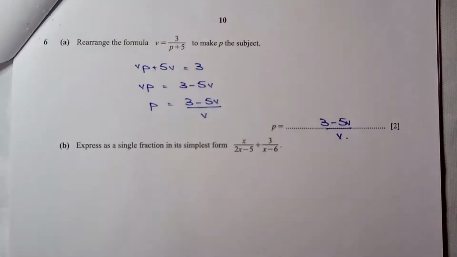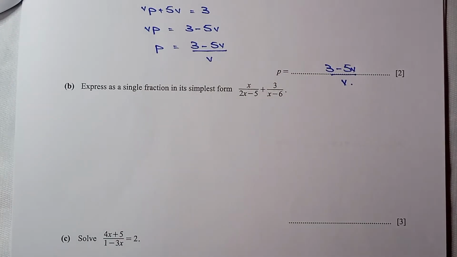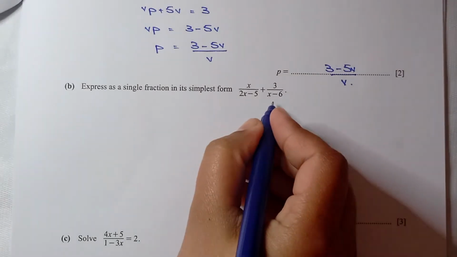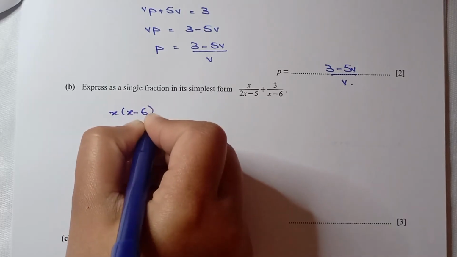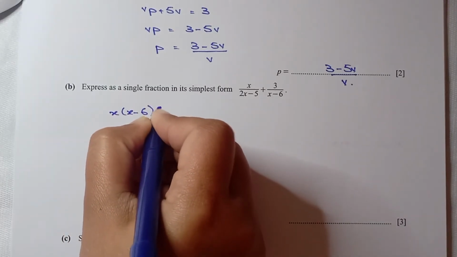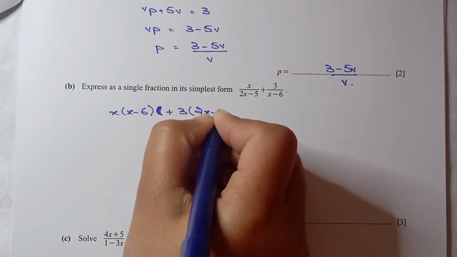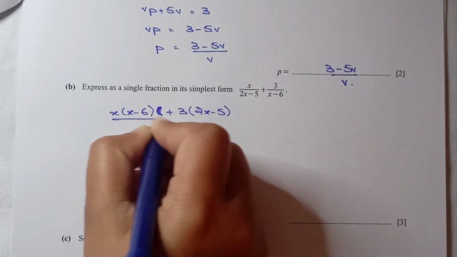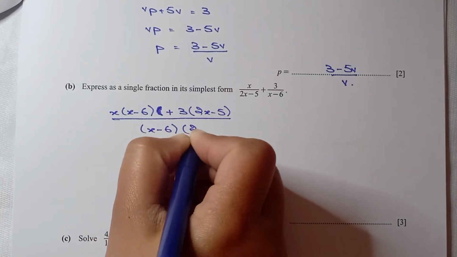Right. Now for the second part, express as a single fraction in its simplest form. So we need to take an LCM. By cross multiplication, x is going to multiply with x minus 6, and plus 3 is going to multiply with 2x minus 5, and then dividing with x minus 6 and 2x minus 5.